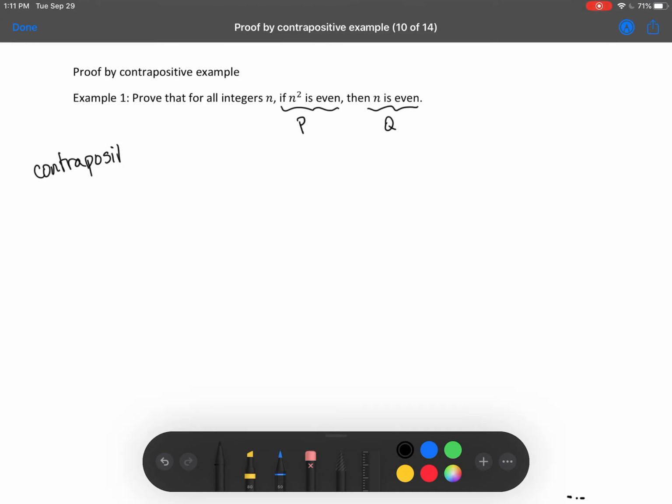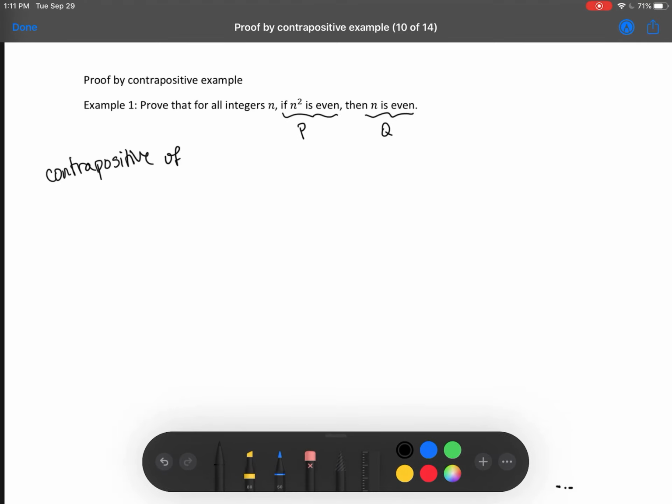Remember, the contrapositive of the implication, P implies Q, is the negation of Q implies the negation of P. Basically, we want to prove this instead of the original implication. The idea is that the contrapositive is logically equivalent to the original implication that we started with. So if we prove the contrapositive, that means the original is true also.